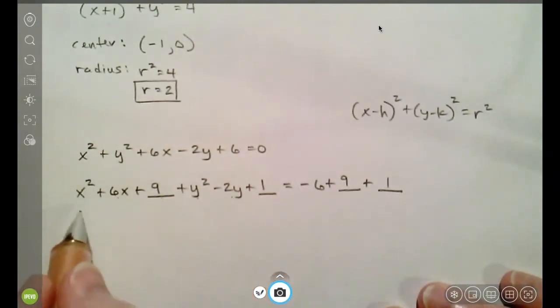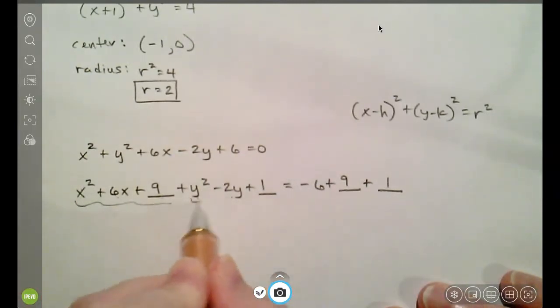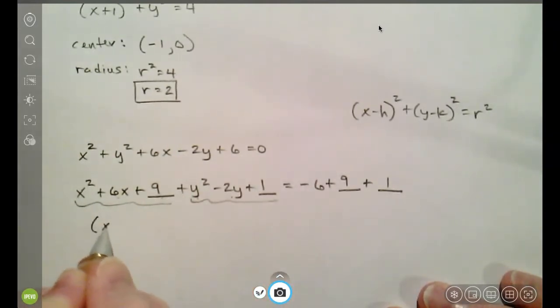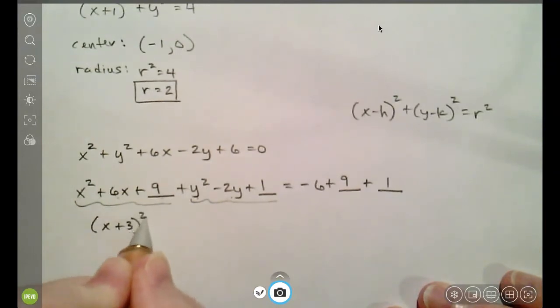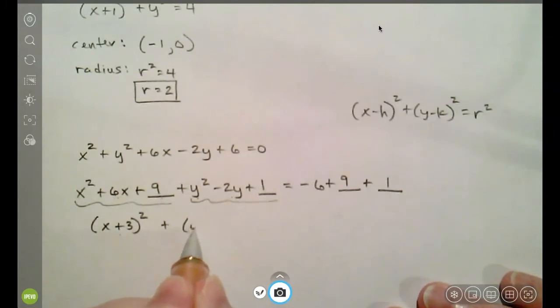And so over here now, this thing right here and this thing right here are both perfect squares. So I can rewrite this as x plus 3 squared, right? So I'm just taking half of positive 6. And then I can rewrite this as y minus 1 squared equals 4.